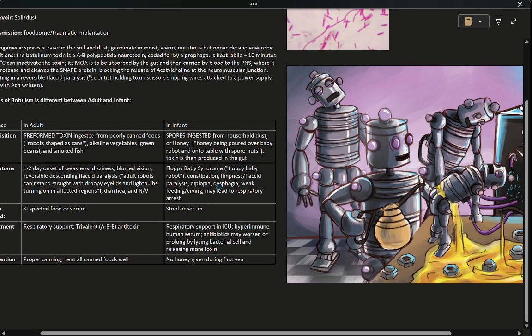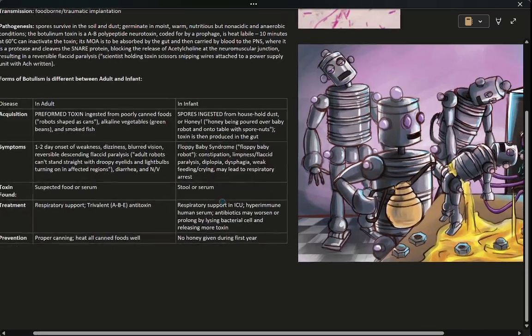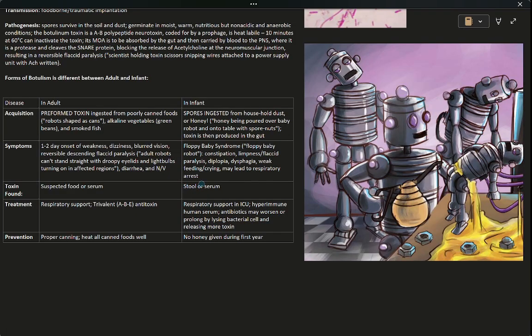Dysphagia is trouble upon swallowing. Diplopia is double vision. And then for the type of toxin, it can be found in the stool or the serum.